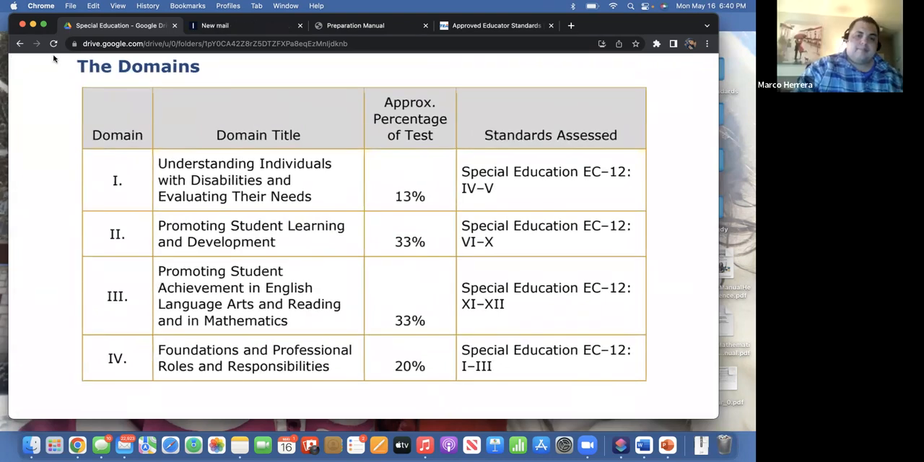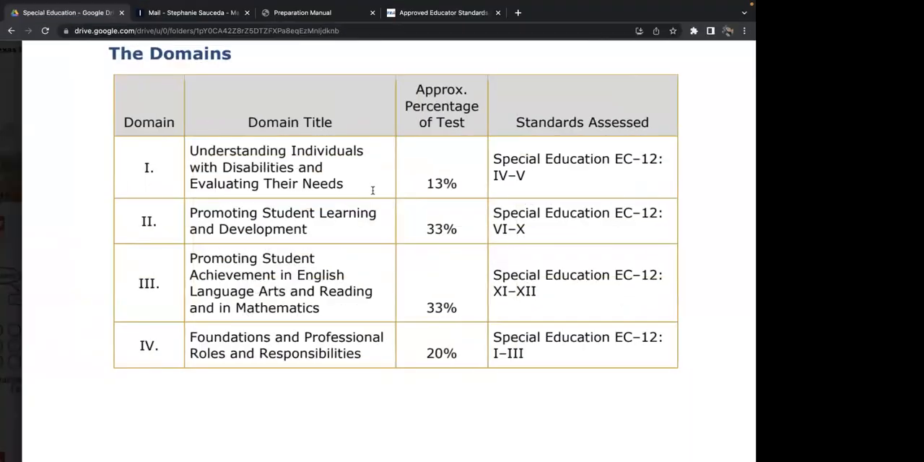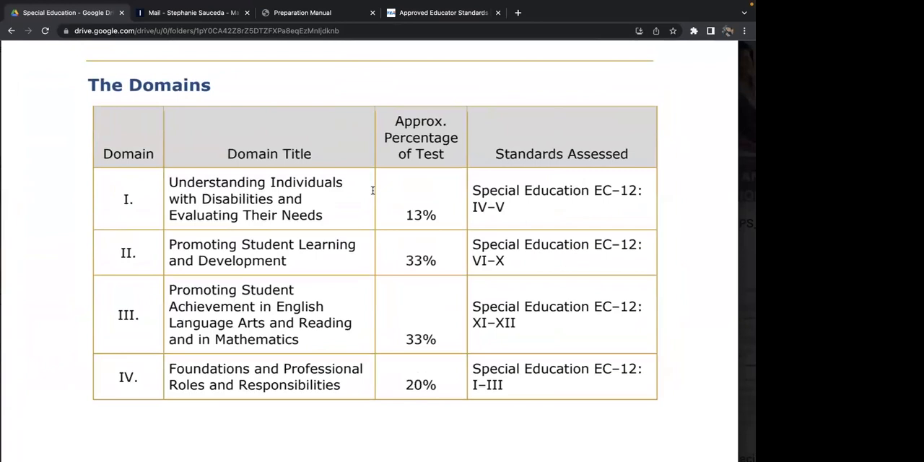Yes, ma'am. Excellent. So you'll see that domain 1 of the exam that Pearson gives is understanding individuals with disabilities and evaluating their needs. And it makes up approximately 13% of the exam. And then it shows you over here the standards that are assessed. These are the standards from the document we were just viewing. So within domain 1, the standards that are assessed are 4 and 5.